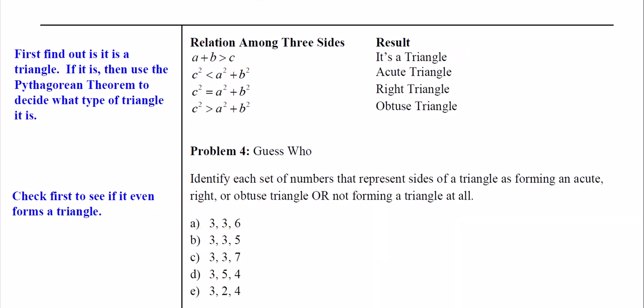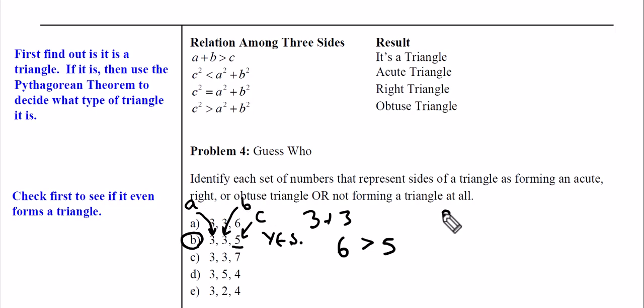Well, what about part B? The 2 smaller sides are 3 and 3. 3 plus 3 is 6. Is 6 bigger than 5? Well, yes. So it forms a triangle. Now we have to find out what type of triangle it forms. So we're going to plug this in. This is 5, my longest side. That's my C. So let's call this one A. Let's call this one B. And we're going to plug it into the Pythagorean theorem.